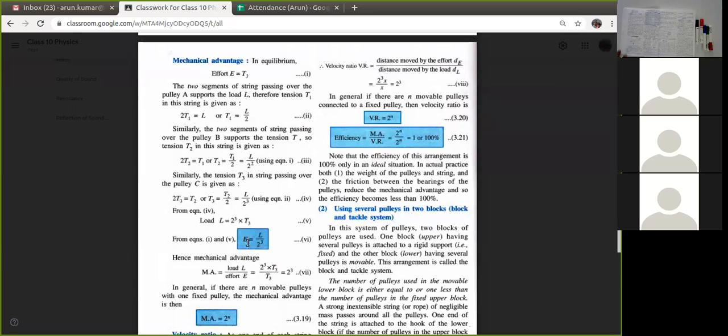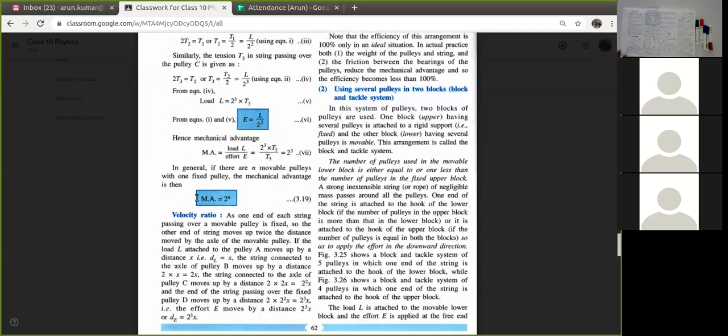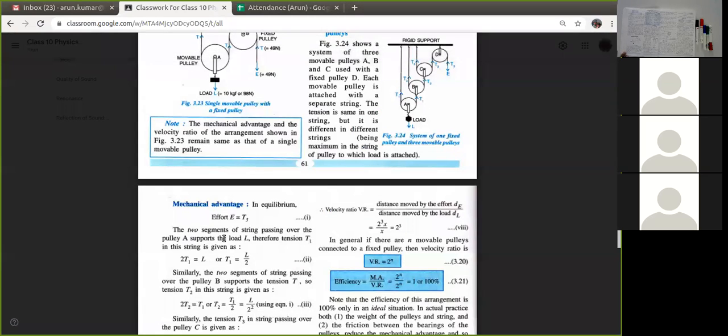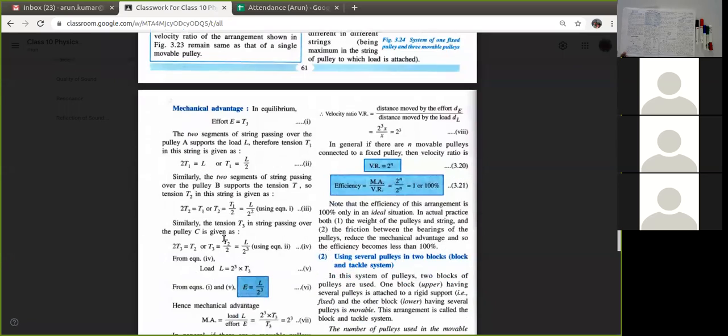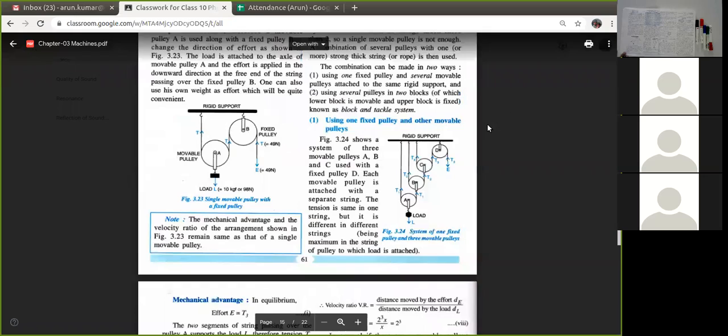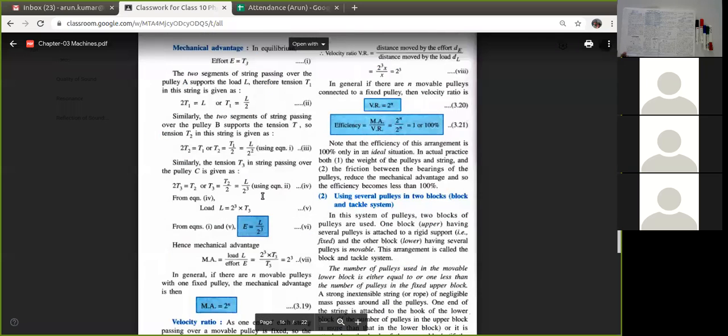However, you are expected to remember this formula that comes at the end: when there are n number of movable pulleys and one fixed pulley, the mechanical advantage can be calculated as 2 power n. So going back to this diagram, you can see that there are 3 movable pulleys and one fixed pulley. So the mechanical advantage in this case will be 2 to the power of 3, which is 8. And you can check the diagram and see if that works out to be true.